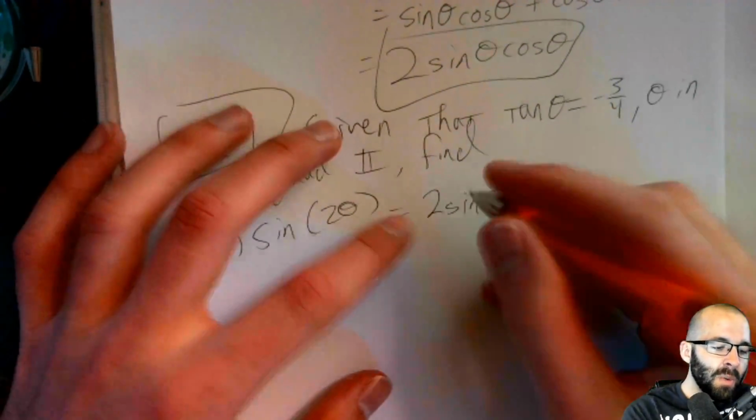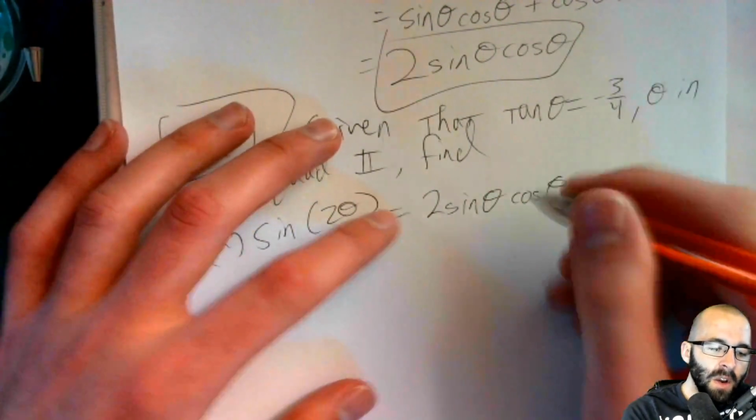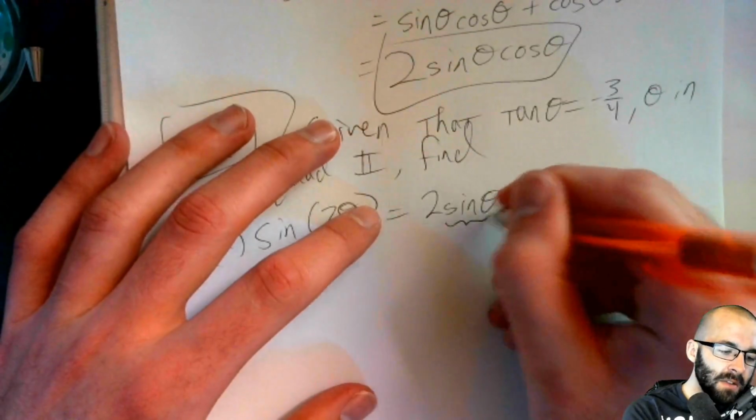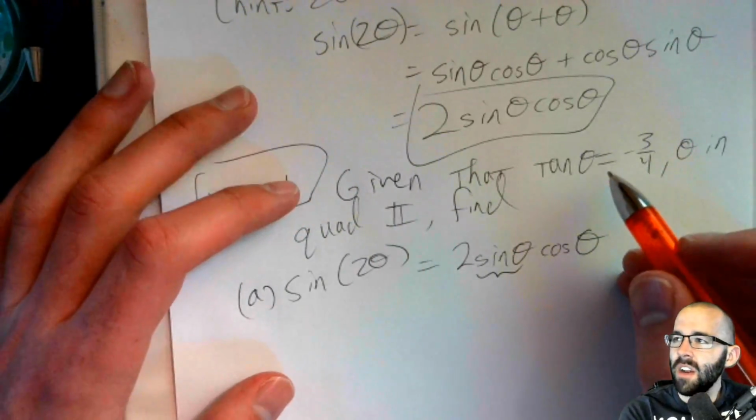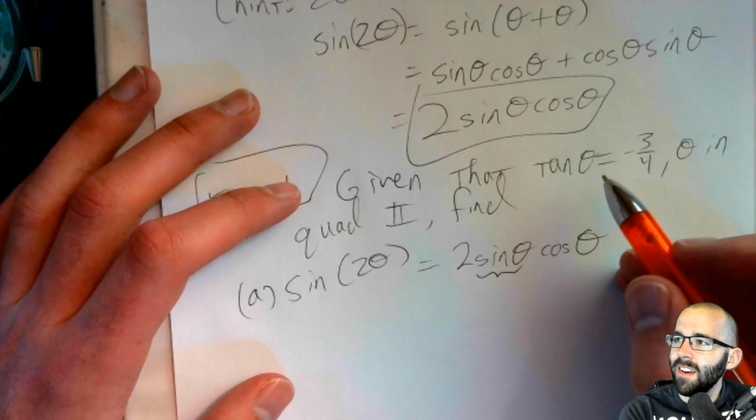We just have to figure out, well, what is sine of theta? What is cosine of theta? Well, we don't even know what theta is. We want exact. All right?